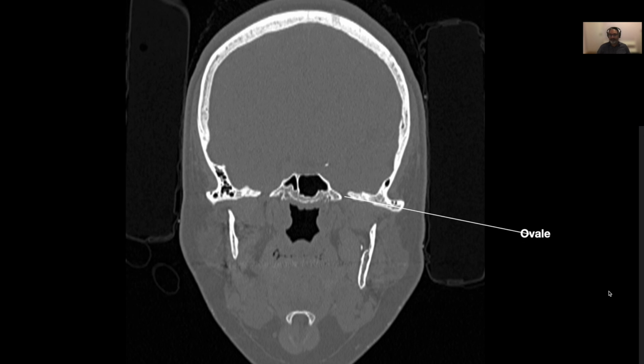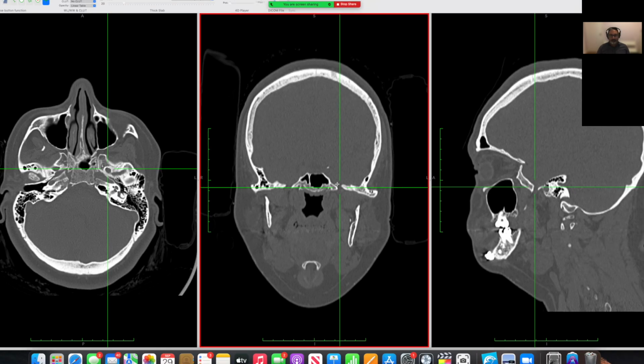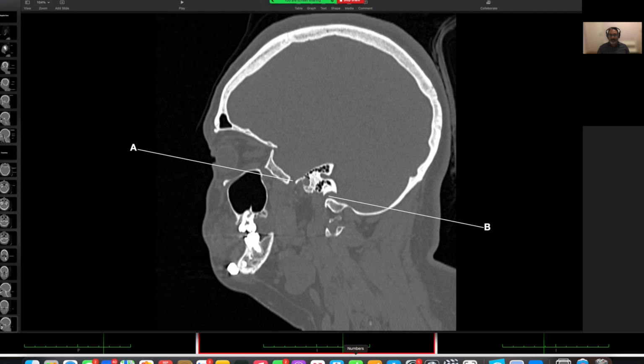Ovale it is. So it is in sequence. Yes. It's important to see them from a different angle. All right, and that should be B. That's a good question. A or B? I think what I did here was it's that one. So it is still foramen ovale, but I just took the sagittal view. So that is foramen ovale.